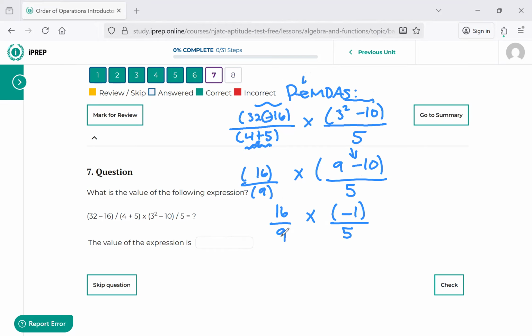Okay, so we did the parentheses. Now we've got to start with PEMDAS all over again. Do we have an exponent? No. Do we have a multiplication? Yes. It's like multiplying two fractions. So how do you multiply two fractions? Yes, you multiply across. So 16 times negative 1 is negative 16. 9 times 5 is 45. And I believe that cannot be reduced. So that is your final answer.